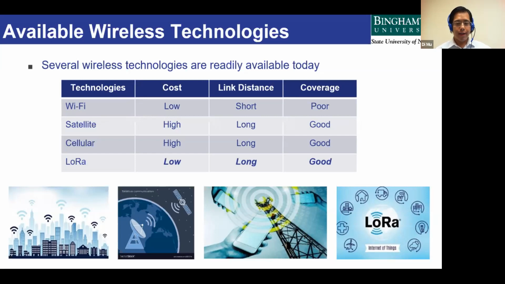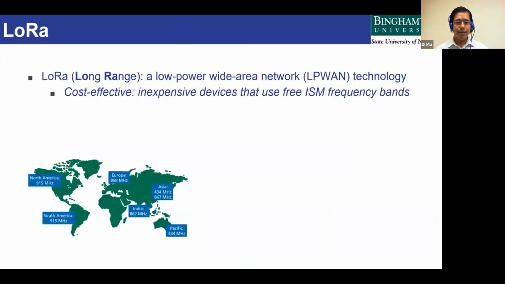As an emerging technology, LoRa is a low-cost alternative that supports long-distance data collection. LoRa stands for long range, which is a low-power wide area network technology. Many inexpensive commercial off-the-shelf LoRa devices are readily available today. Moreover, LoRa radios operate on the free ISM bands.